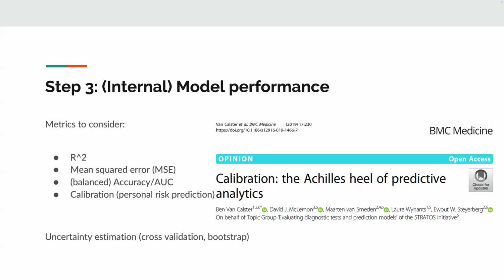And what's also great to do internally is to do some uncertainty estimation. If we are in a Bayesian framework, then this inherently happens, but quite often we are not. We're more in a frequentist framework, and then we can do things like cross-validation or bootstrap to obtain some uncertainty estimates. So if our population would change a little bit, how much would that change our outcome metrics?